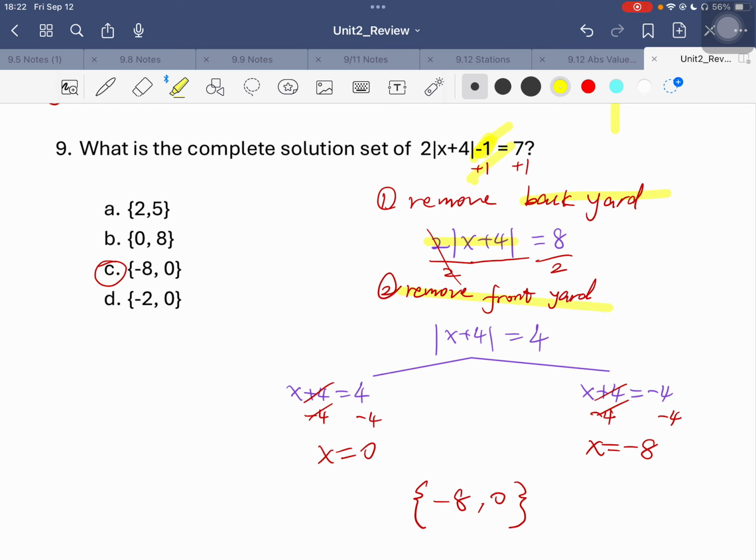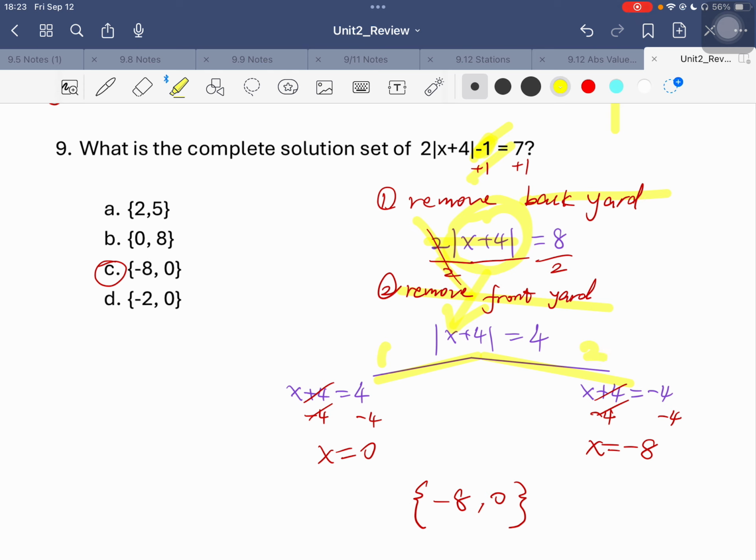Now, the second step, I want to remove the front yard, which is the 2. I want to get rid of the 2. So I divide by 2 on both sides, and I can get rid of the 2. And 8 divided by 2 is 4. I just bring what's inside the house down. Don't change anything on the left. Bring it down here and make it equal to 4. And now I have a house and a number. I can write it into two cases.